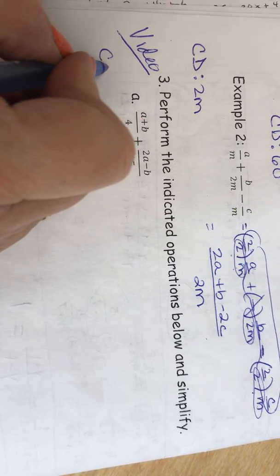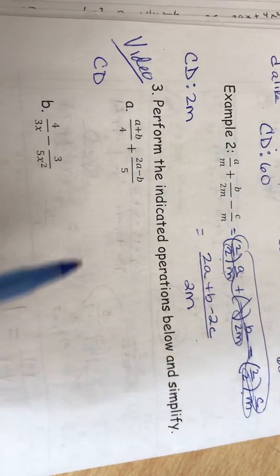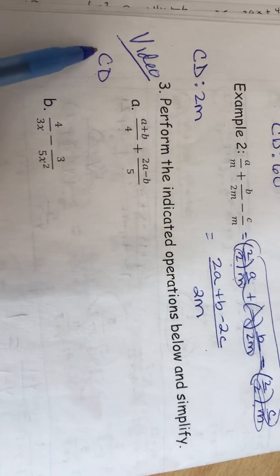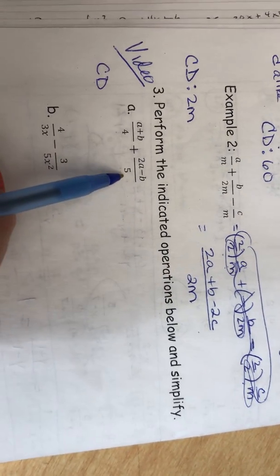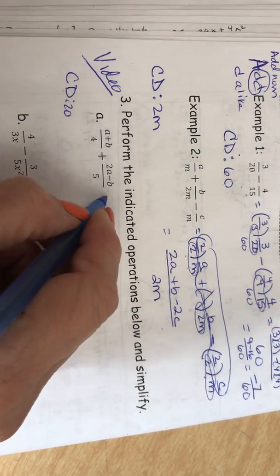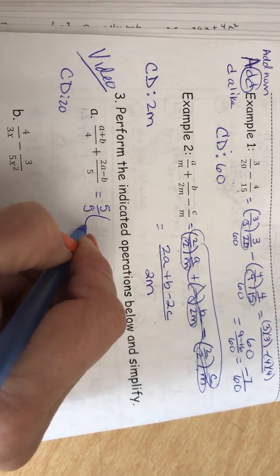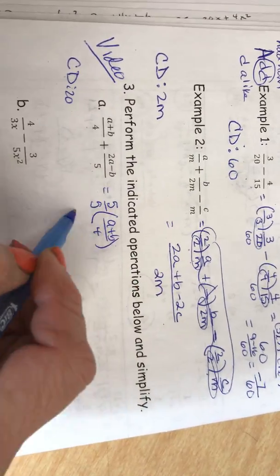So these do not have like denominators. What is going to be my common denominator? If you watch other people's videos, they're going to say the LCM or the LCD. I just want to know what's a common denominator between 4 and 5. Well, that would be 20. So I'm going to need to multiply the first fraction by 5 over 5.